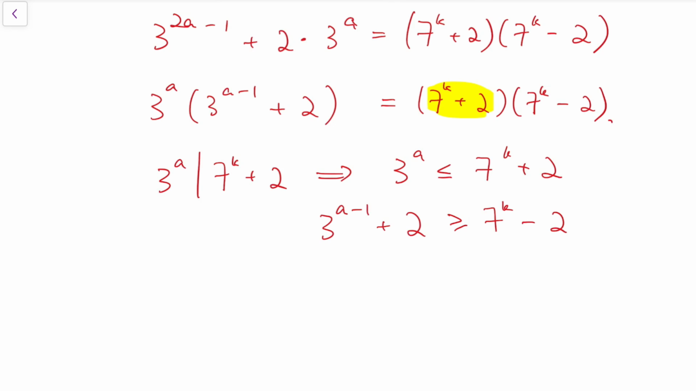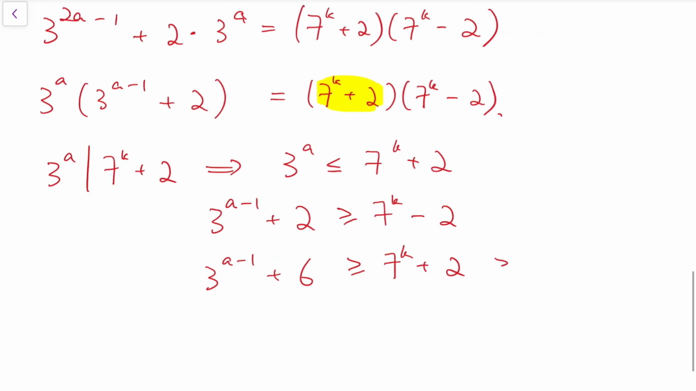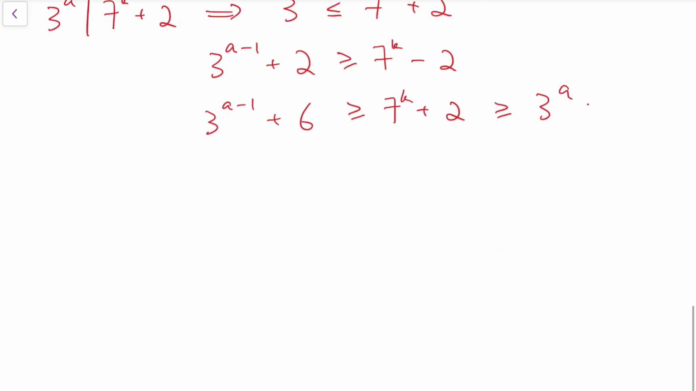In fact, from the second inequality, I can add 4 on both sides and get 3^(a-1) + 6 is at least 7^k + 2. And using the first inequality, this is at least 3^a. So these two expressions only contain the unknown a. Then we can start comparing.